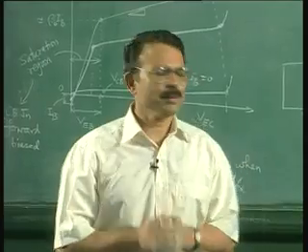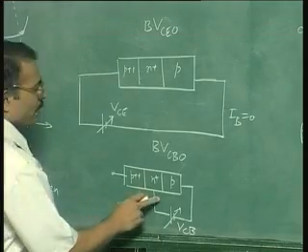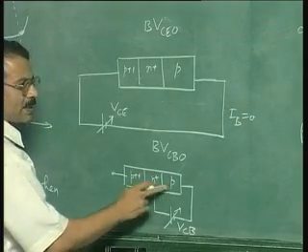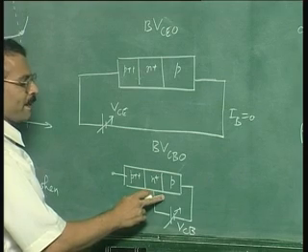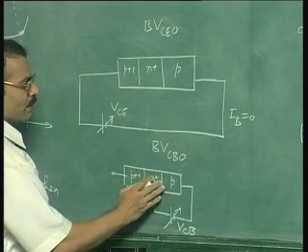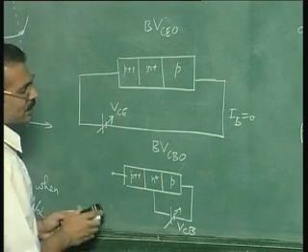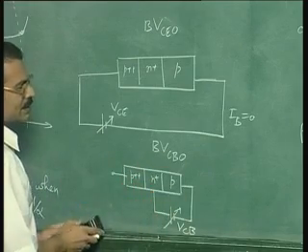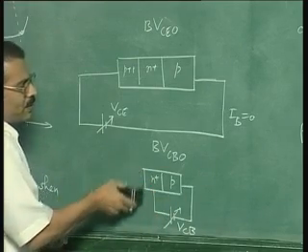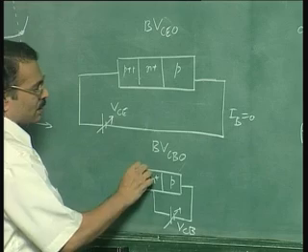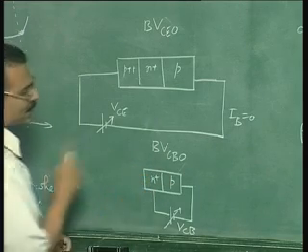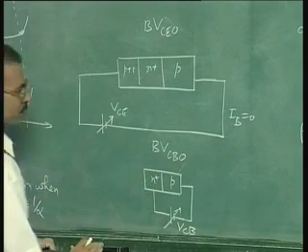The reason is very simple. This breakdown voltage is the breakdown voltage of the collector base junction. So it is as though there is no transistor action. Breakdown voltage of this device is the same as the breakdown voltage of this device because the emitter is open, which means the transistor breakdown is same as the PN junction breakdown.